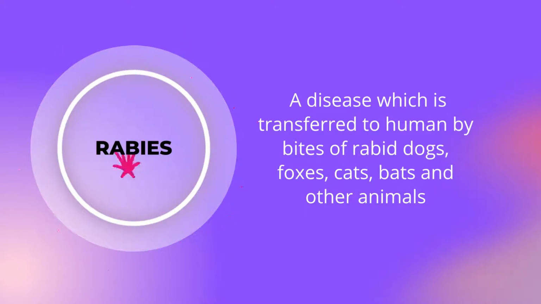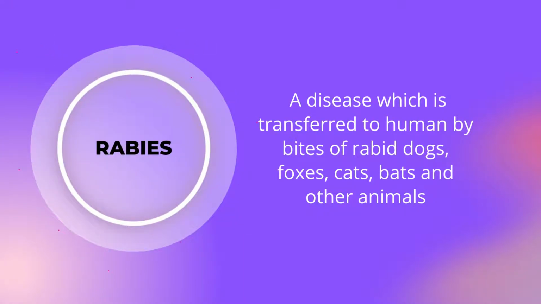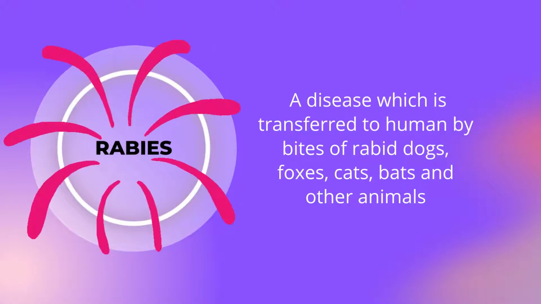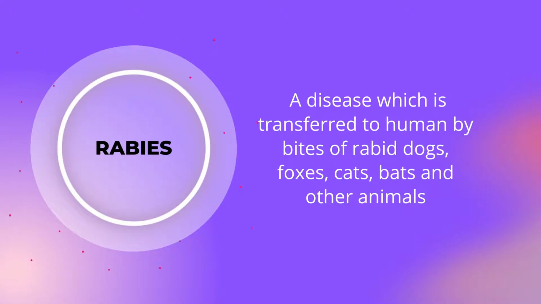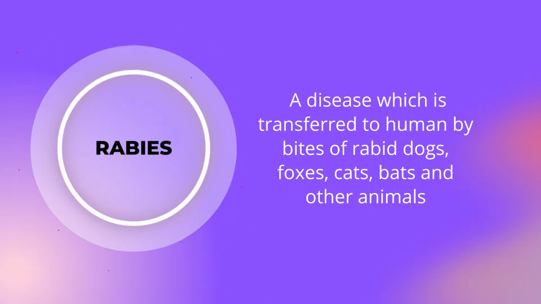Rabies is a disease which is transferred to a human by the bite of a rabid dog, fox, cat, bat, or other animal. That disease is called rabies. He studied that disease, and he came to know that the agent responsible for rabies is not filterable. It can pass through any porcelain filter.